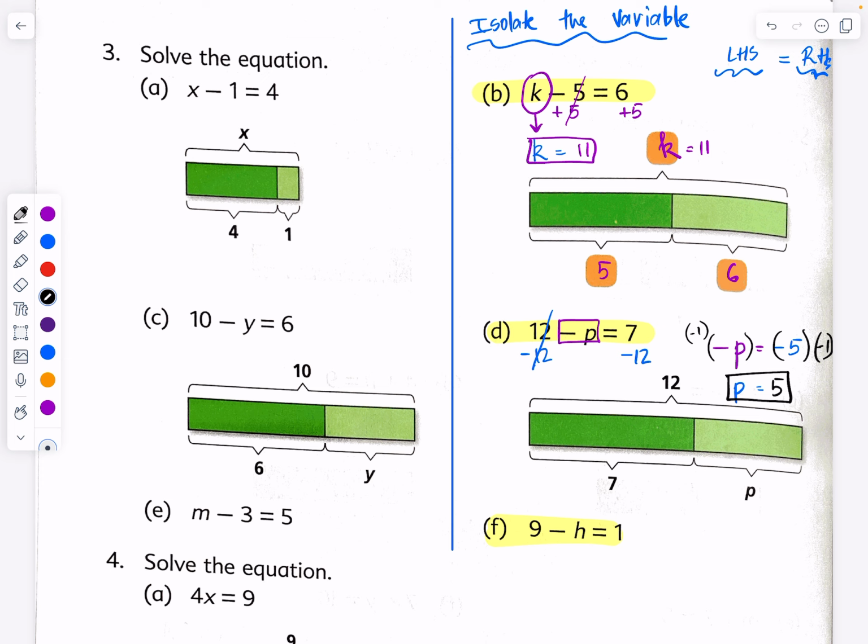Next example, F. 9 minus h equals 1. How do we make h stand by itself? Let's start with negative h on the left-hand side. We must get rid of 9. Minus 9, that's your opposite operation. 9 minus 9 gives us 0 on the left. What we do to the left, we must do to the right. 1 minus 9 gives you negative 8. Now, that's the negation of h. Therefore, positive h will be equal to positive 8.